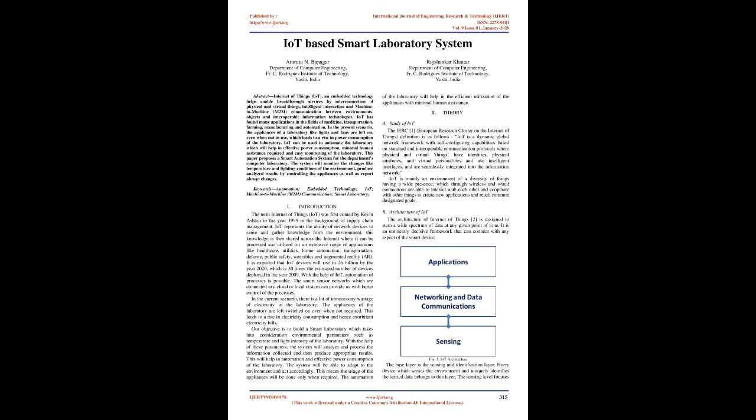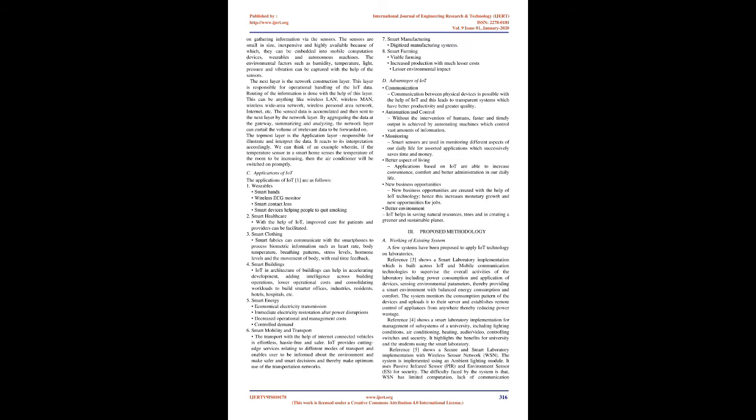IoT is mainly an environment of a diversity of things having a wide presence, which through wireless and wired connections are able to interact with each other and cooperate with other things to create new applications and reach common designated goals. B. Architecture of IoT. The architecture of Internet of Things too is designed to stem a wide spectrum of data at any given point of time. It is an eminently decisive framework that can connect with any aspect of the smart device.